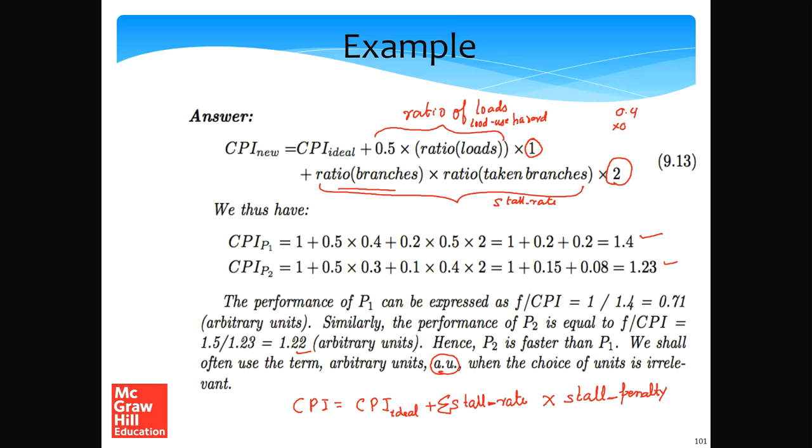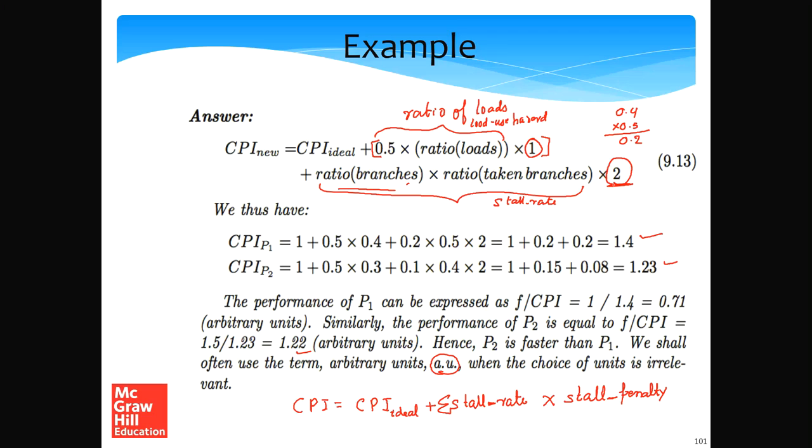So the total probability that given an instruction it will lead to a load use hazard is 0.4 times 0.5, which is 0.2. And the stall penalty for a load use hazard is 1 cycle. So we get stall rate times stall penalty for loads as this expression. Similarly, for branches, we need to find what percentage of the instructions are branches, and out of the branches, what percentage are taken branches. That will give us the stall rate because for every taken branch we stall, and we'll get the stall penalty. The stall penalty is 2 cycles per taken branch.